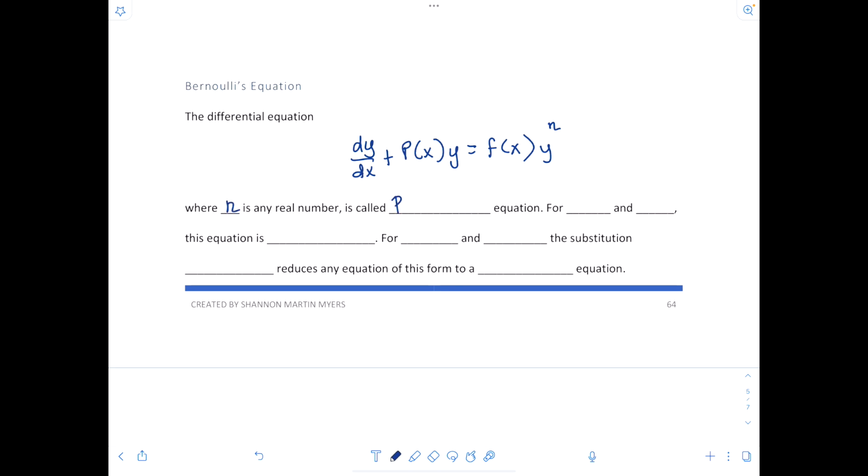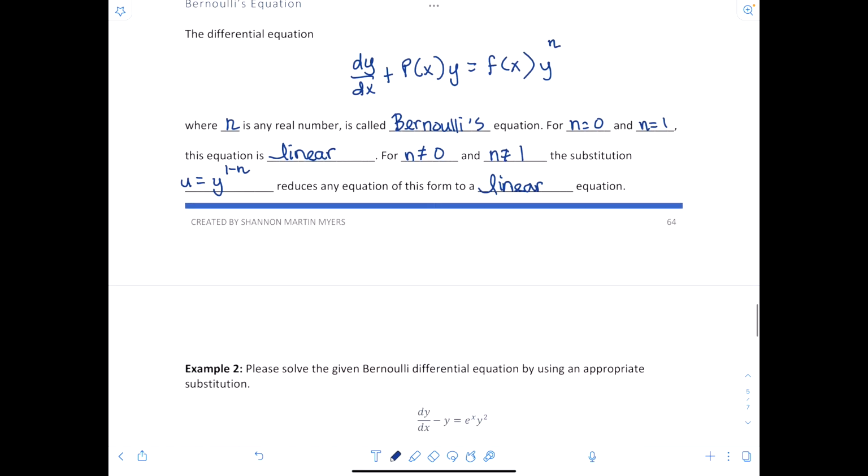This is called Bernoulli's equation. So for n equals 0 and n equals 1, this equation is linear, correct? But if n is not equal to 0 and not equal to 1, the substitution u is equal to y raised to the 1 minus n reduces any equation of this form to a linear equation. Pretty groovy, huh? All right, so let's check it out.